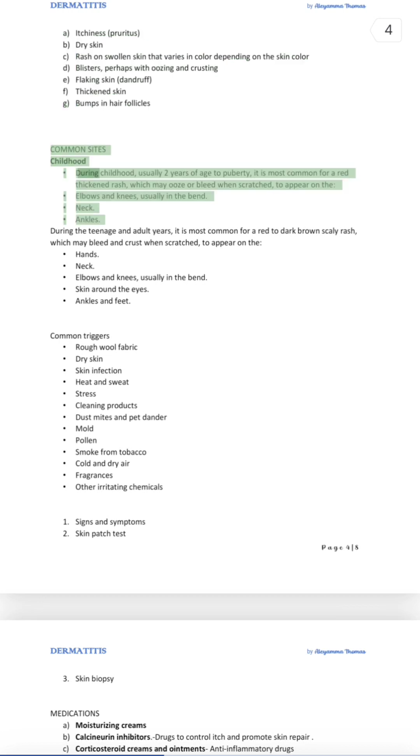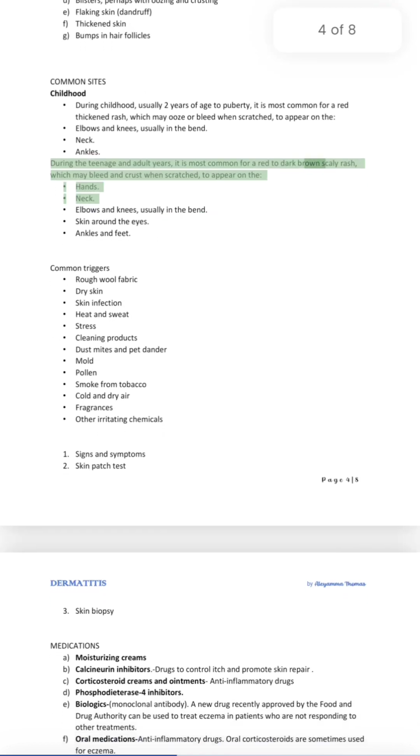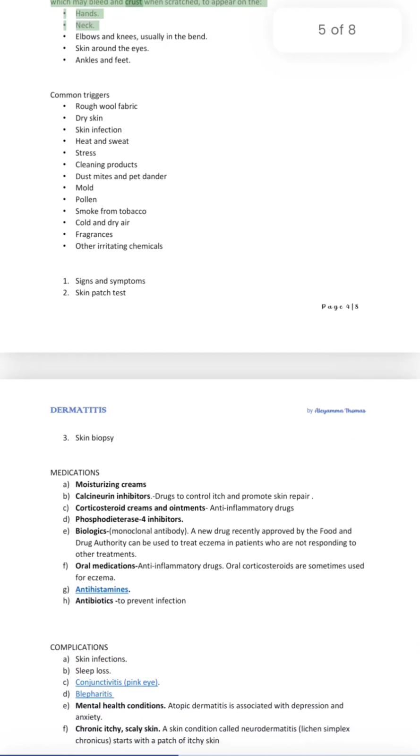Common sites: childhood. During childhood, usually 2 years of age to puberty, it is most common for a red thickened rash, which may ooze or bleed when scratched, to appear on the elbows and knees, usually in the bend, neck, and ankles. During the teenage and adult years, it is most common for a red to dark brown scaly rash, which may bleed and crust when scratched, to appear on the hands, neck, elbows and knees, usually in the bend, skin around the eyes, ankles and feet.